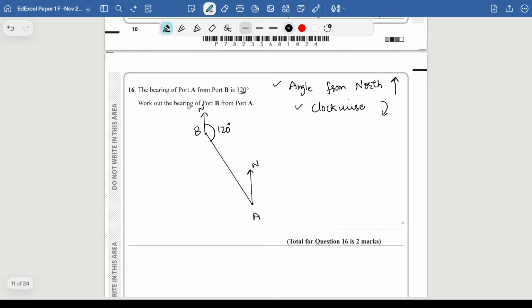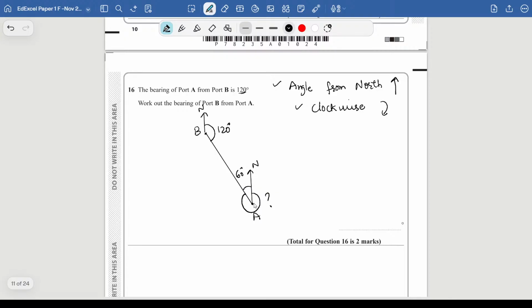And now you have to work out the bearing of port B from A. So from A, as per the definition of bearing, from north in the clockwise direction till you reach port B, this angle you have to figure out. That's the question. How will you figure out this angle? Well, we know these two norths are parallel to each other. So if this is 120 degrees, then this angle has to be 60 degrees because they form an allied pair. They add up to 180.